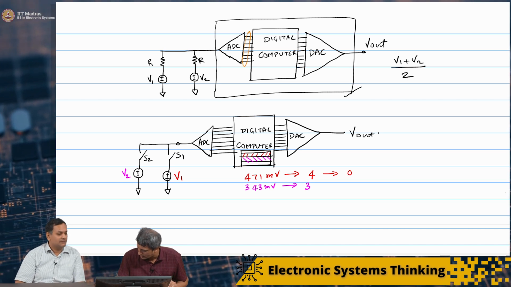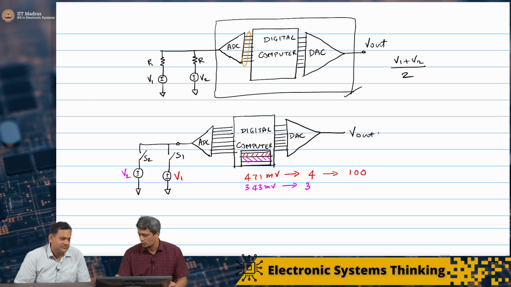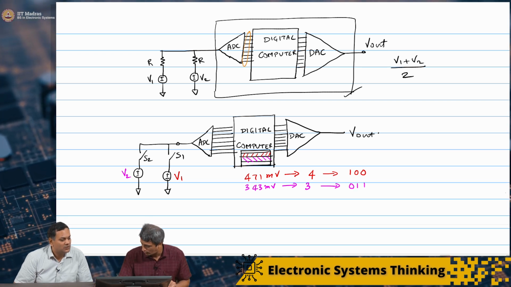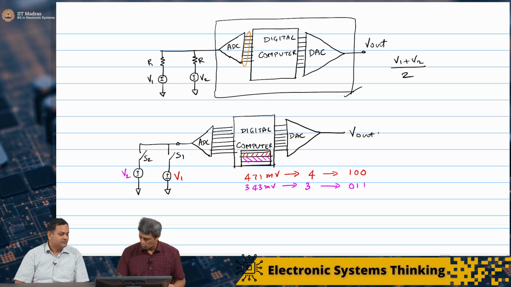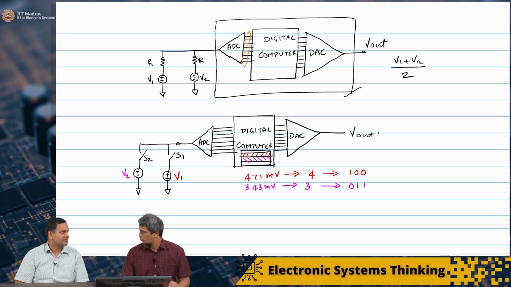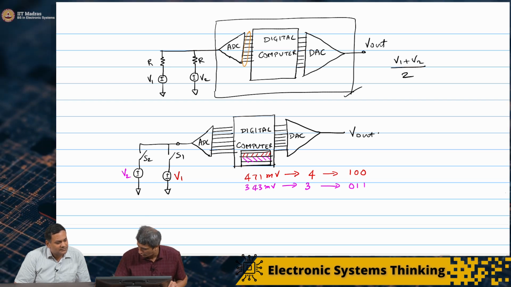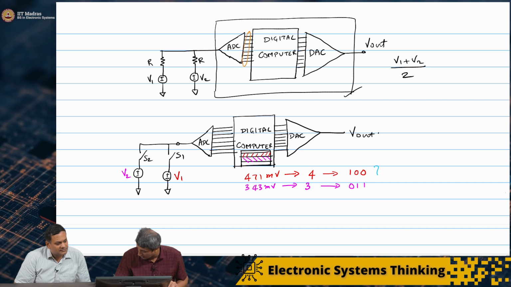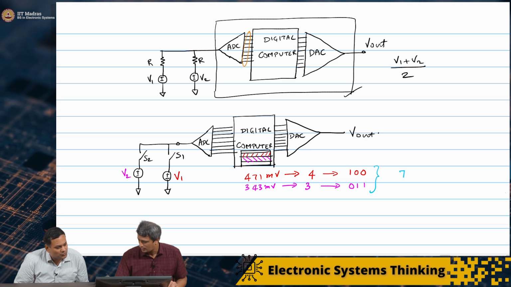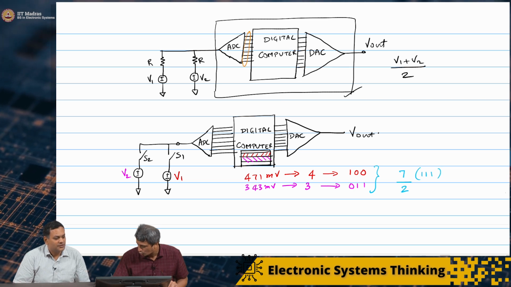In the digital domain, in a 3-bit representation, with 2 power 0, 2 power 1, 2 power 2, this number is 1, 0, 0, and this one corresponds to 0, 1, 1. Now I am going to add these two numbers, and then divide by 2. The sum is computed digitally, so I'll use a different color. This gives me 7, which is 111, by 2.